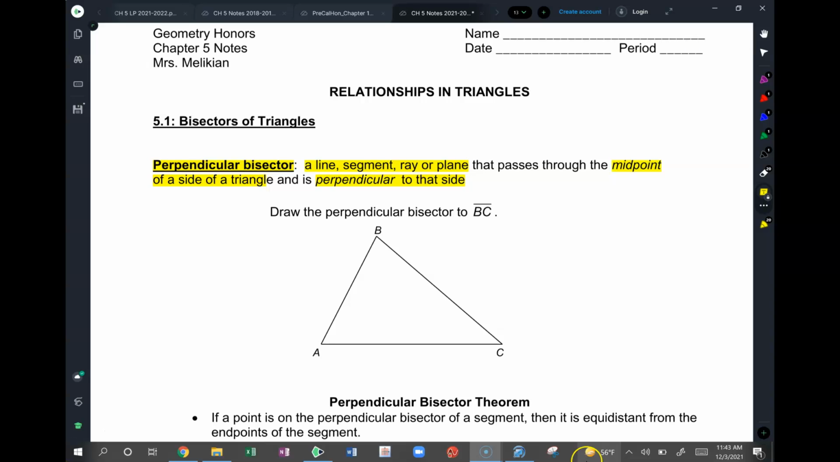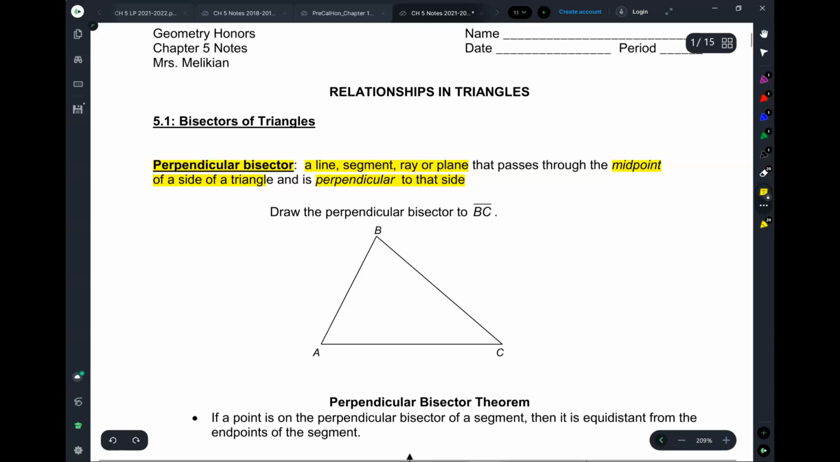Okay, so measure how long BC is, right? If you measure it, how many centimeters is it on your piece of paper? It's about 5 centimeters, right? So divide that by 2. If it's 5, half of it is 2.5. If it's 5.5, half of it is 2.75, 2 3/4. So you would go to 2 3/4 and put a dot there. That is the midpoint.